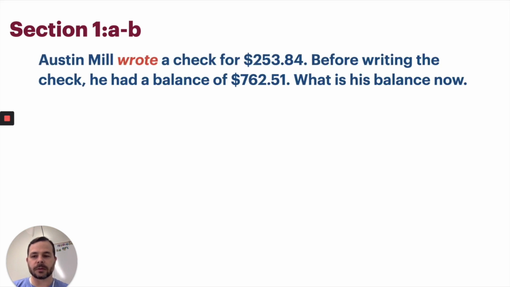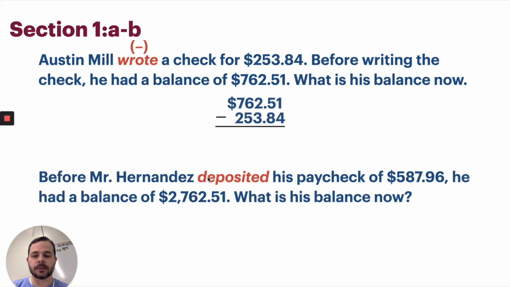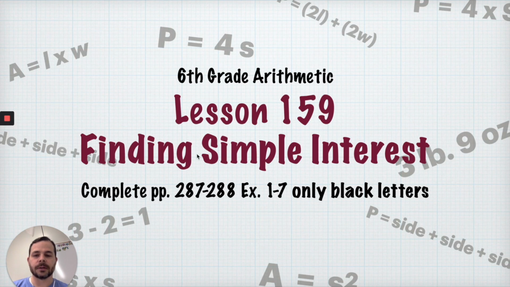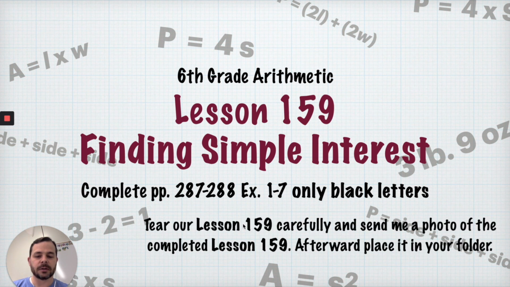And we went through this yesterday. So we had written a check as minus, and then we have deposited as addition. Okay? Just wanted to go through that real quick, just to review. So complete all the black letters, exercises 1 through 7 on these 2 pages for lesson 159. Be sure to tear out lesson 159 carefully, send me a photo, and then afterward place it in your folder.